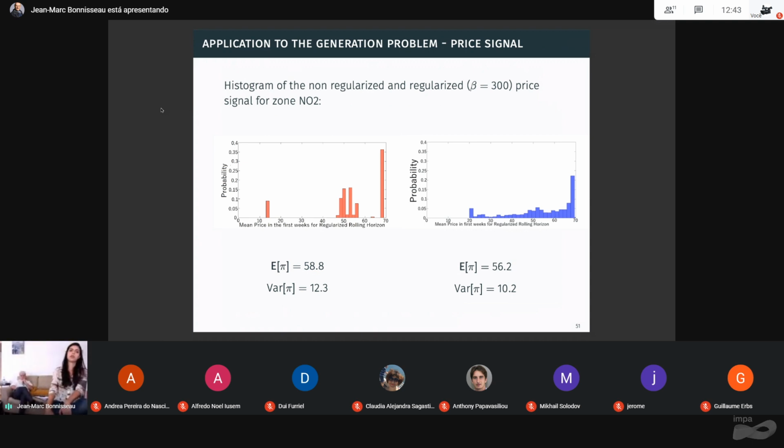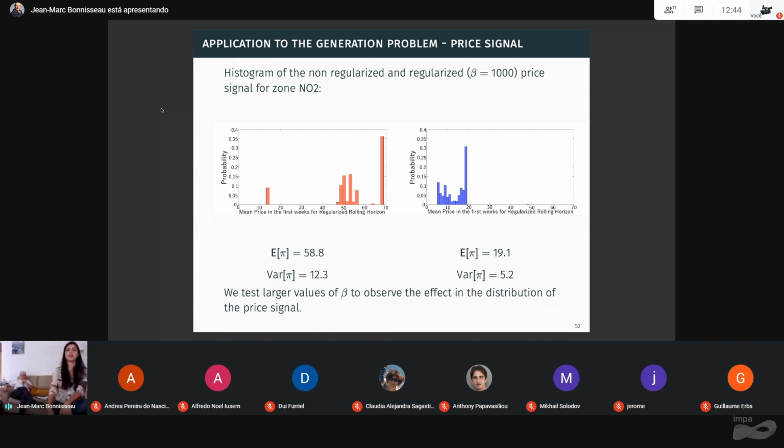We have that the histogram for rolling horizon has a less smooth distribution than the histogram for regularized rolling horizon, in blue on the right. So we see that this is similar to what we found in the simple example that we saw in the illustration of the approach. We also see that the expected value is a little bit lower in the case of the regularized rolling horizon, and the variance is also smaller. The variance for rolling horizon is 12.3, and for the regularized rolling horizon is 10.2.